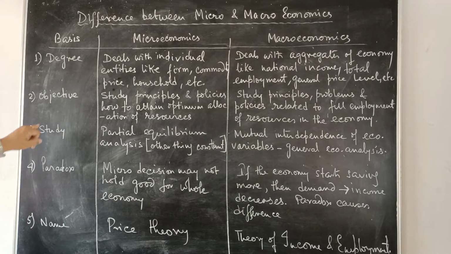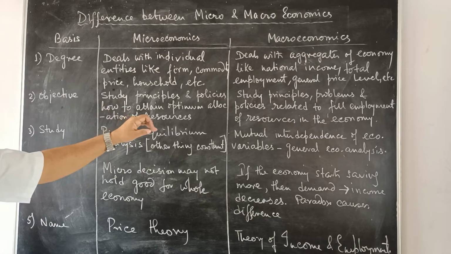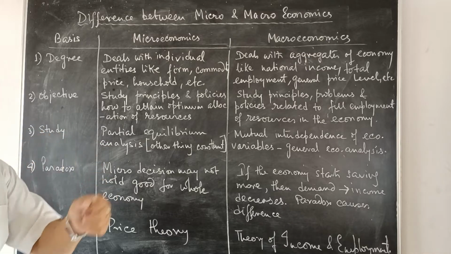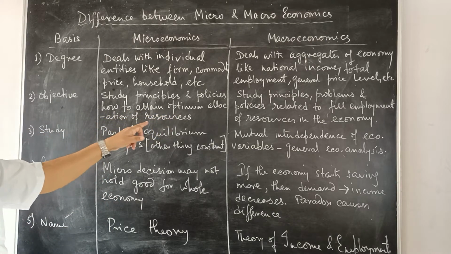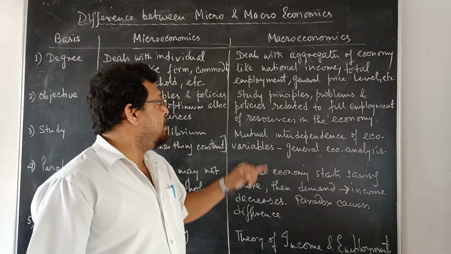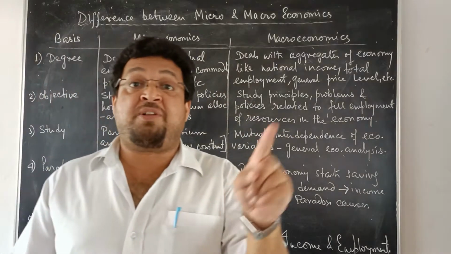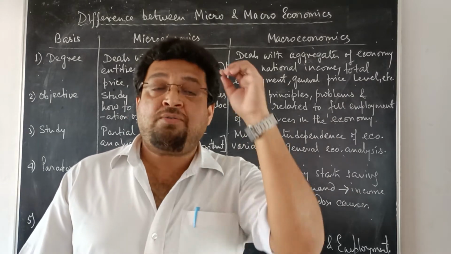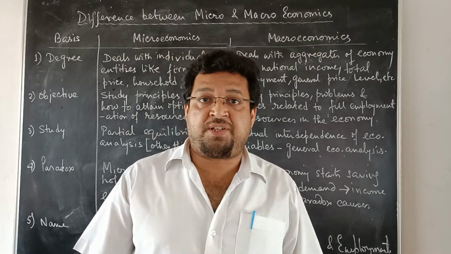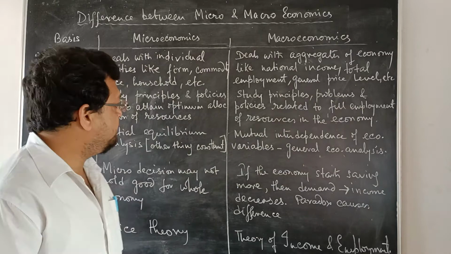Objective: study the principles, study the problems, and then formulate policies on how to attain optimum allocation of resources. But in macroeconomics, after studying the principles and problems, the policies are related to full employment of resources, as we talked about in Samuelson's theory, that is, how full employment and efficient utilization of the resources can be achieved in the economy.